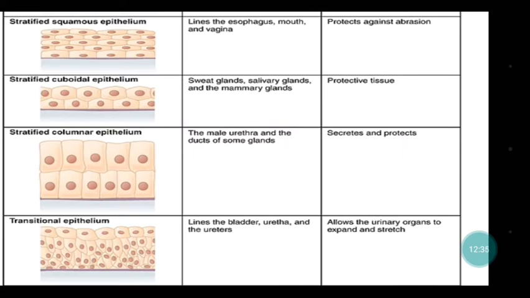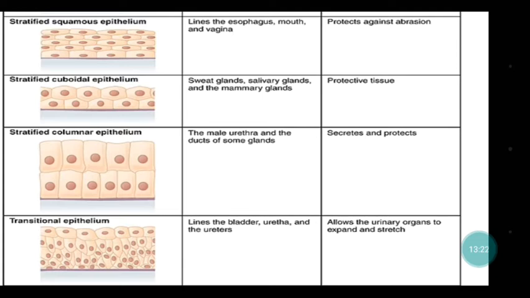It is present in the esophagus, mouth and vagina. So it will protect against abrasion, that is cut, wear or tear. The function of stratified cuboidal epithelium is to protect the underlying tissues. It is also present in the sweat gland, salivary gland and the mammary gland. So obviously it will perform the function of secretion because it is present in the glands, as well as act as a protective tissue.